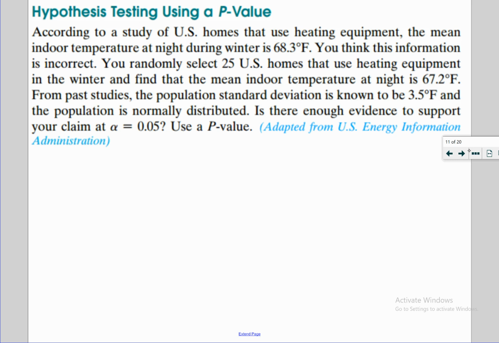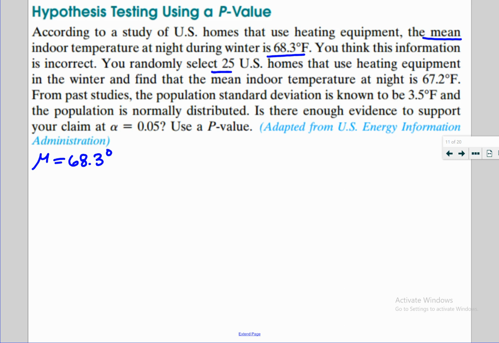Okay, I'm not going to number everything this time around. I'm just going to start labeling things that I know. So just running through what everything represents. According to a U.S. study, the mean indoor temperature, the claim that's being made is 68.3 degrees. So that's going to be, and we'll write the claim in a little bit here, my population mean value. Okay, that's the value that we're testing.